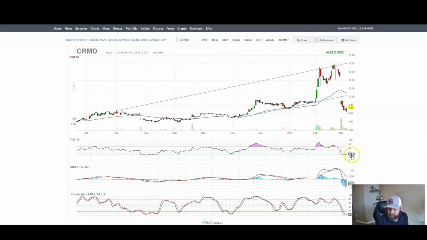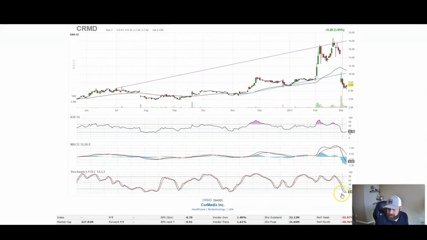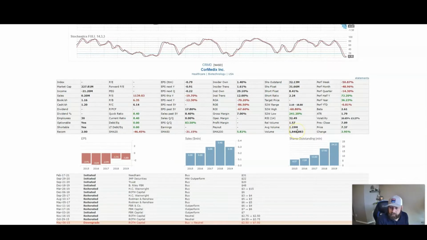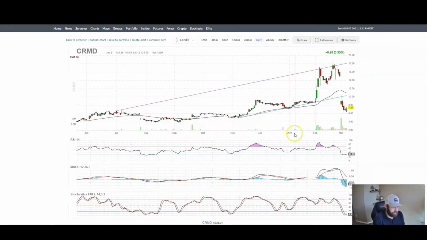RSI bounced off of the 30 line. No signs of recovery on MACD. Stochastics, you're about to get a cross. You're at about 5. Not much short. Floats around 32. That's something that will go on the list as well.